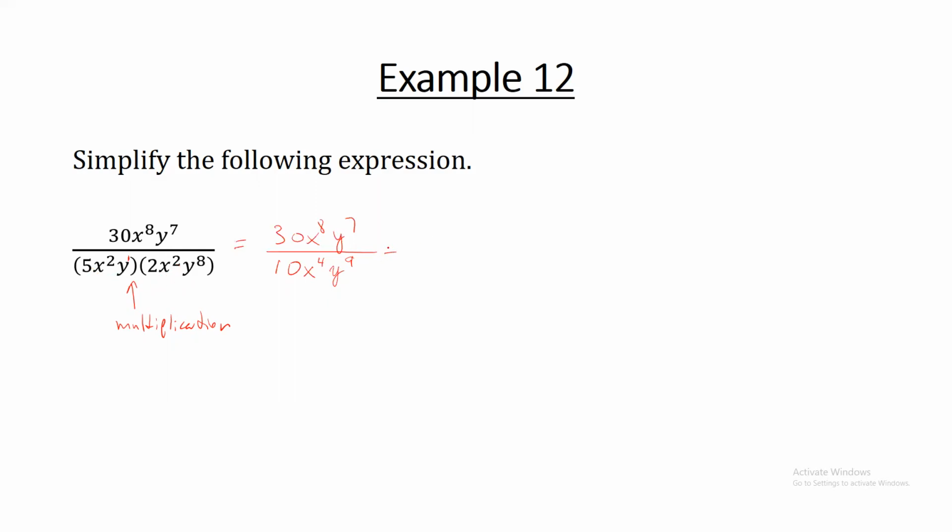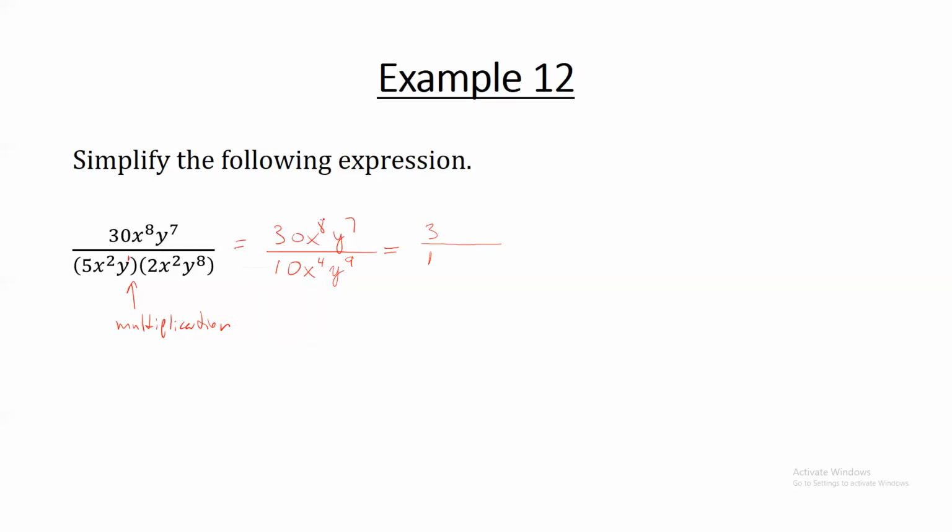And now we can finish this off by simplifying the fraction by doing the division. 30 divided by 10 is 3, right? You can divide 10 and 30 by 10 to get 3. So that's a 3 on the top of the fraction with a 1 on the bottom, right? 3 over 1. x to the 8th over x to the 4th. We subtract the exponents. 8 minus 4 is 4.